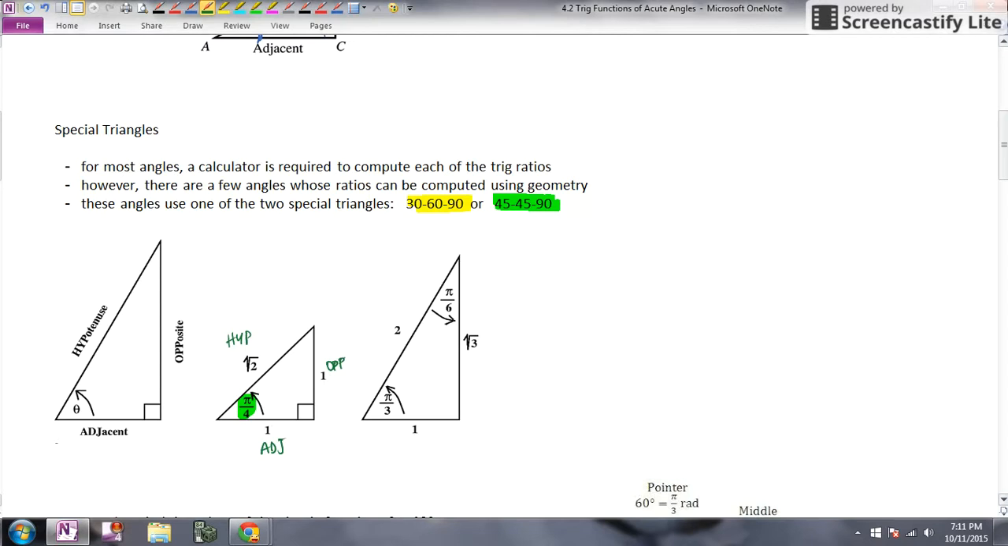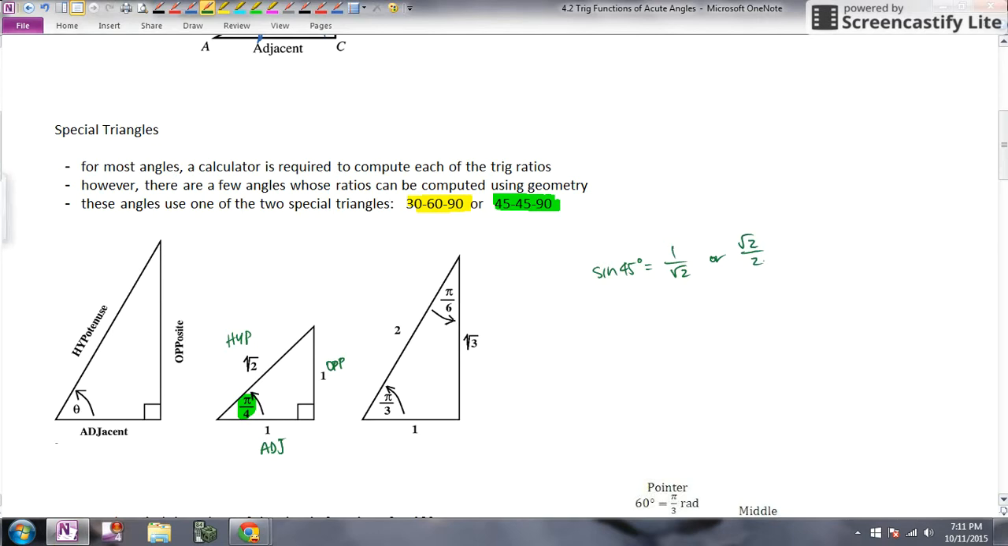So if I have a 45-degree angle, I can say that the sine, which is opposite over hypotenuse, is 1 over root 2. So sine of 45 degrees is 1 over root 2, and you're more than welcome to leave it like that. A lot of people will multiply top and bottom by root 2 and get root 2 over 2. Doesn't matter. Just make sure you recognize both.